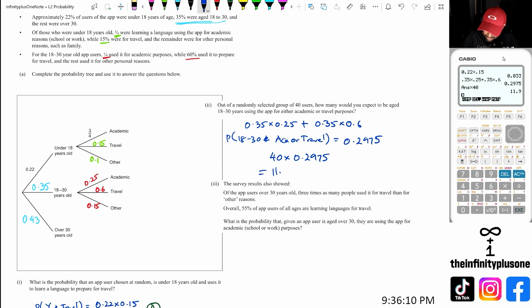So I could say 11 or 12 users. I'm actually going to go with 11 users. I never like rounding up, especially with probability questions. However, the answer schedule does say that you need a whole number to get a merit. So this number has to be either 11 or 12. If you got 0.2975, you actually get an achieved grade.